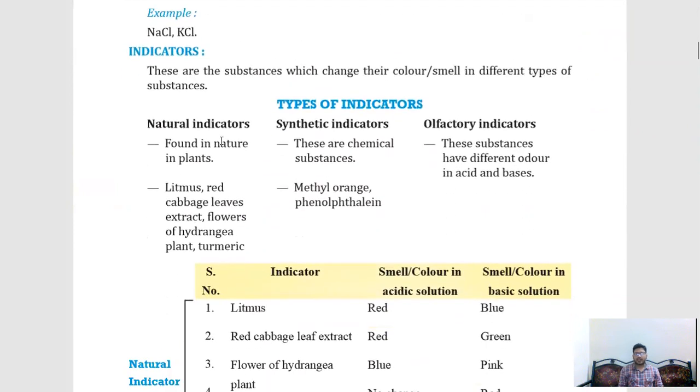Now, what is meant by indicator? In the name itself, it will indicate something. These are the substances which change their color or smell in different types of substances. There are 3 or 4 types of solutions you can take: acidic solution, basic solution, salt solution, neutral solution. Always it is not possible for us to taste the solutions, right? And also it is not possible to dip our finger in the beaker. Consider a beaker with some transparent solution. Acid solutions will be transparent, base will be transparent, salt solution will be transparent, neutral water also will be transparent.